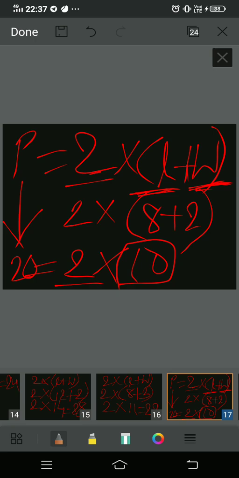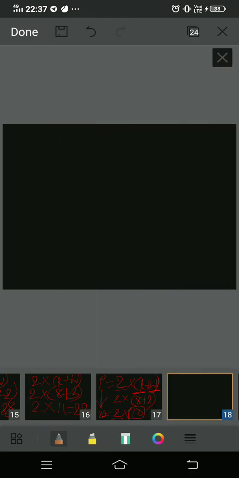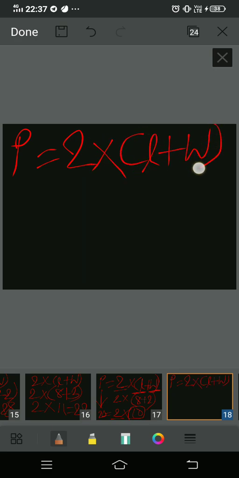I hope you are understanding this, children. I'll explain again. Okay, perimeter. When you need to find out the perimeter, children, the formula is 2 into (length plus width), isn't it? So what they are saying is the perimeter is 20, children.